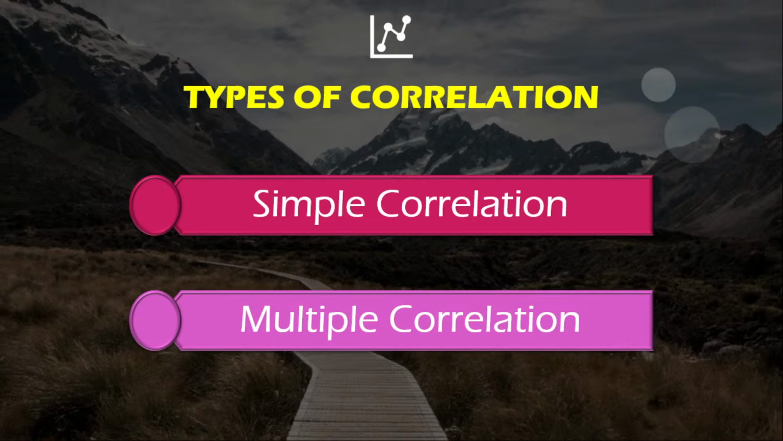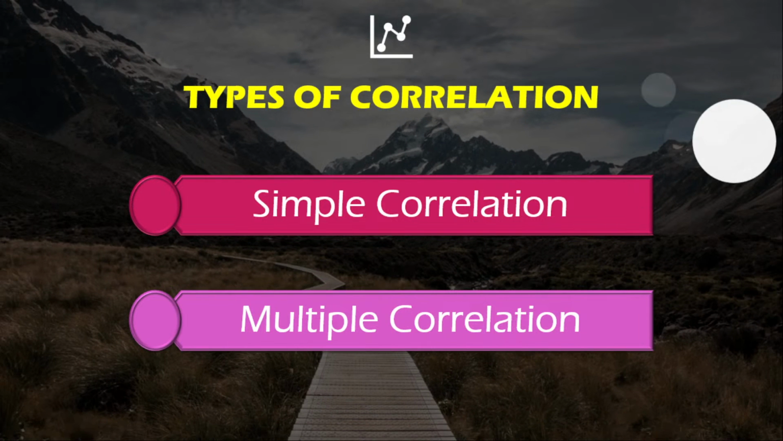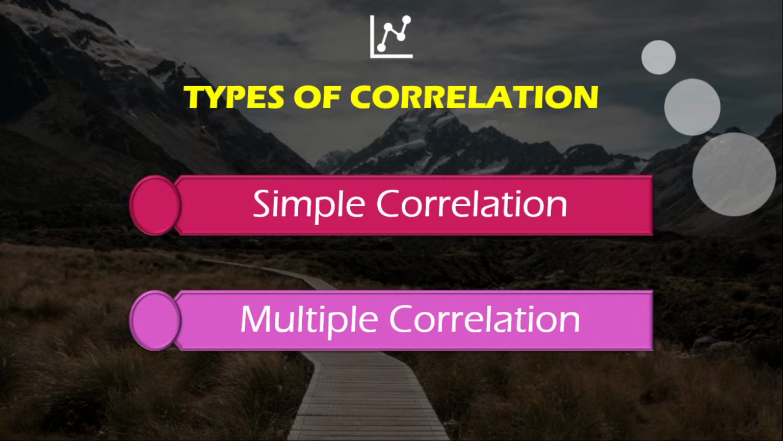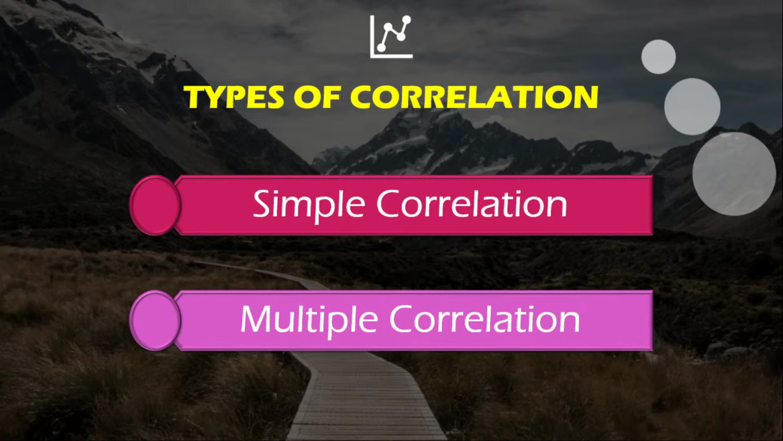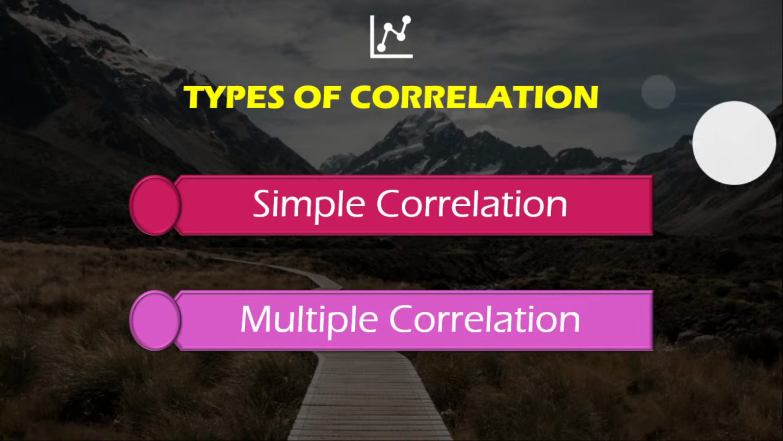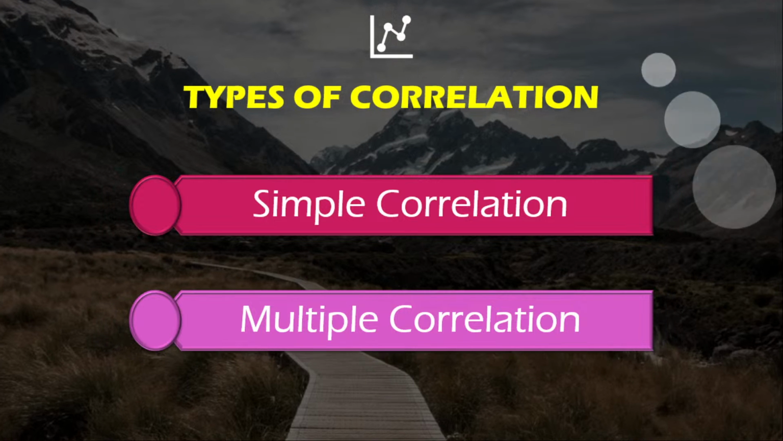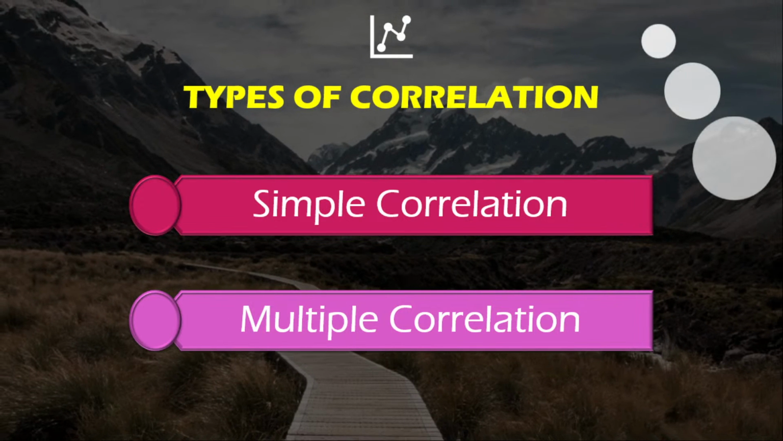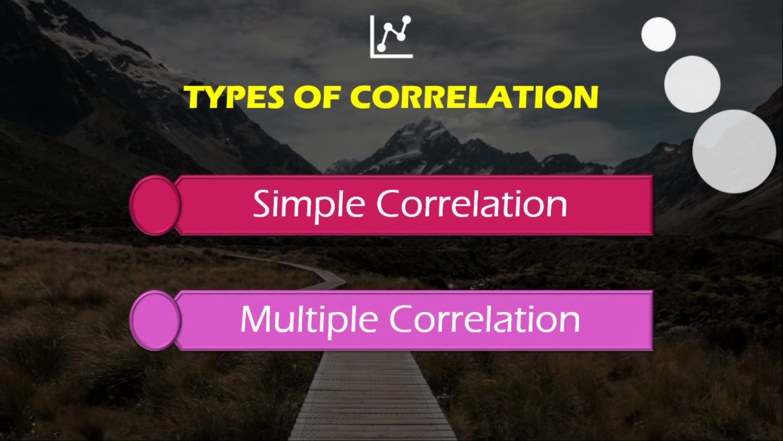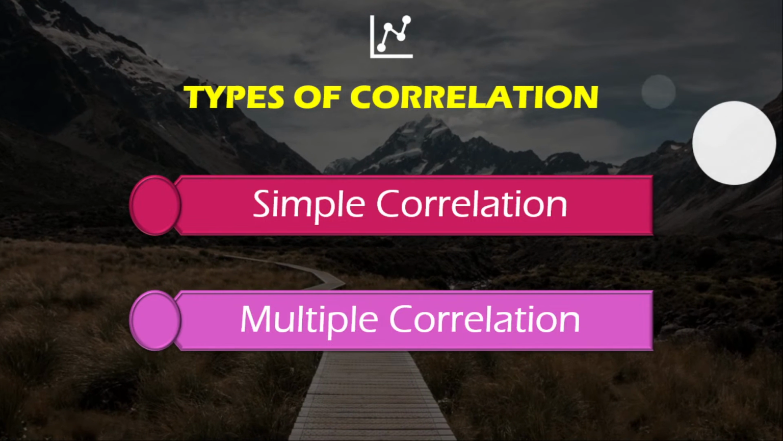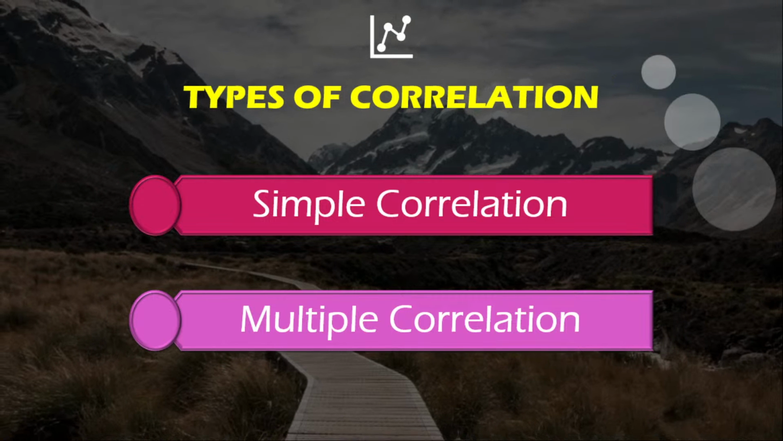Simple correlation is a correlation analysis that deals with two variables. That's simple correlation. The multiple correlation is analysis that deals with more than two variables. That is multiple correlation.